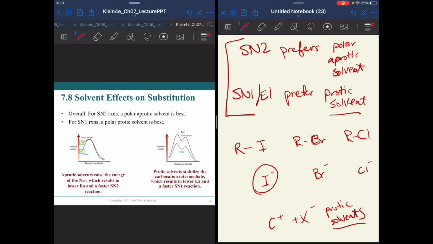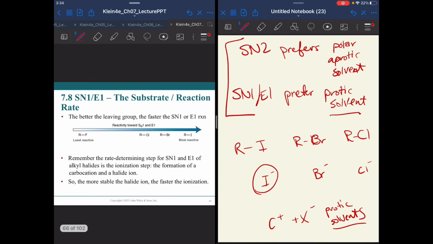So overall, for SN2, the aprotic solvent is best because the reagents are already higher in energy, so it has a much smaller activation energy. For SN1, the protic solvent just brings everything down. And so it's different reasoning, but has to do with the kinetics of the reaction. This is a good note to make sure that you know.